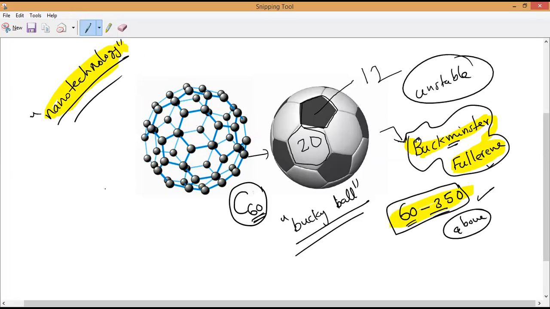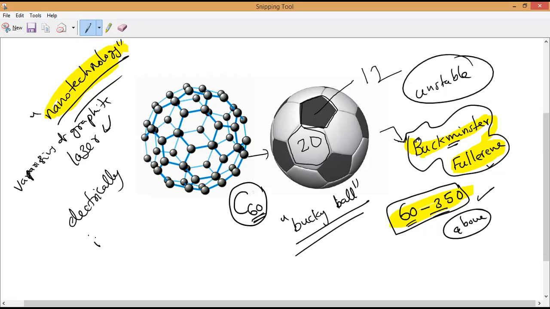Now we can produce Buckminsterfullerene even in our laboratory, by vaporizing graphite using a laser. Do you understand, everybody? By vaporizing graphite with the help of a powerful laser, we can produce fullerenes. Also by heating a graphite rod electrically in an atmosphere of helium, we can produce fullerenes.